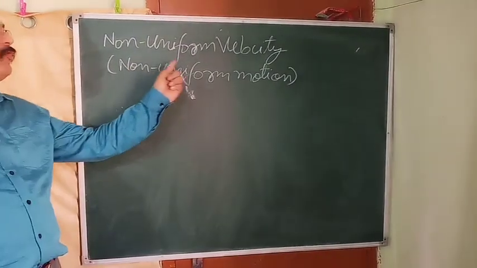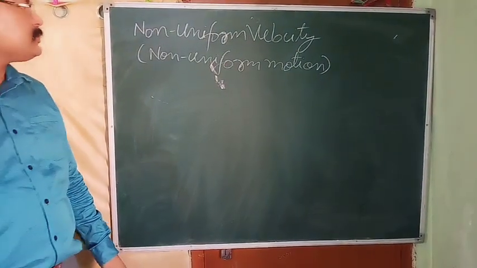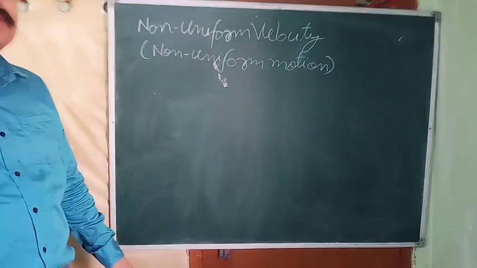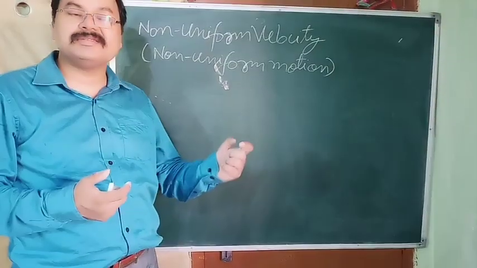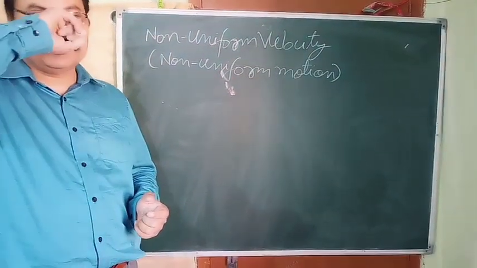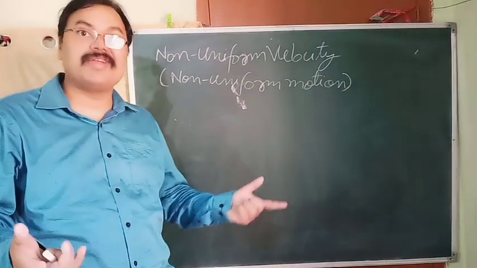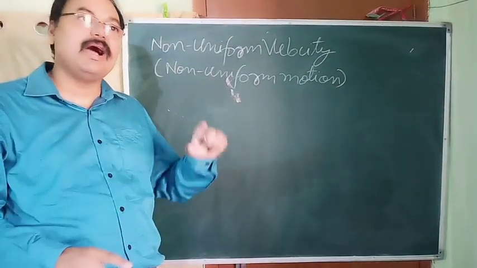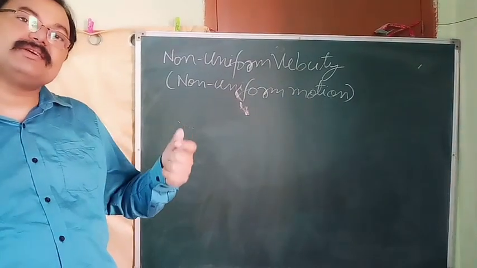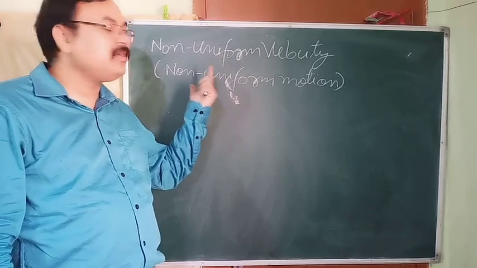Next is non-uniform velocity or non-uniform motion. So see, a body has non-uniform velocity or non-uniform motion when it is not covering equal distance in equal intervals of time, or it is covering equal displacement in unequal intervals of time. One of them you have to make unequal. Either displacement is unequal in equal intervals of time, or displacement is equal but intervals are unequal. Then we can say that the body has non-uniform velocity.